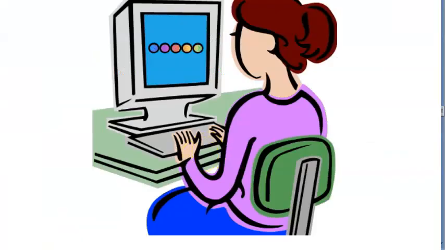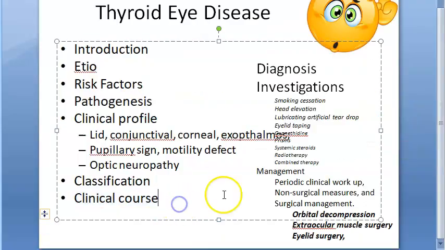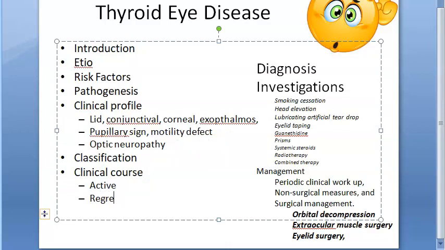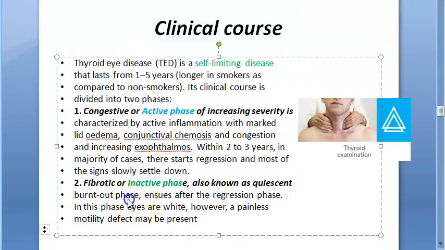Okay, so there are 2 phases, guys. What are the 2 phases? Active, inactive. That's it. Active. Then it will go into regression, which we are not giving as a separate phase. Active. Then there will be a regression. And then it will become fibrotic or inactive.